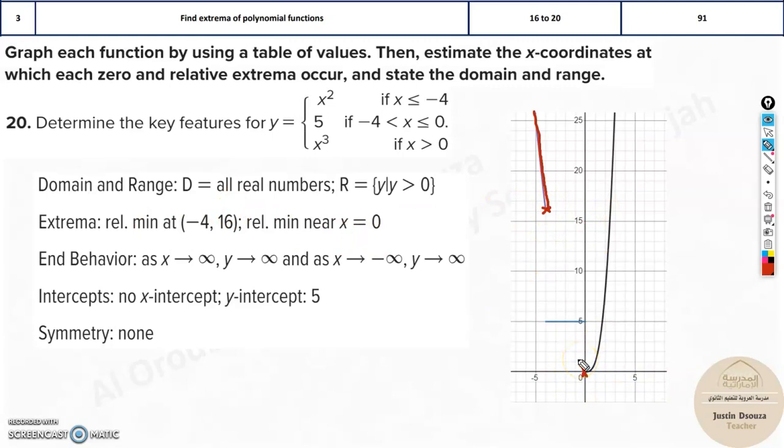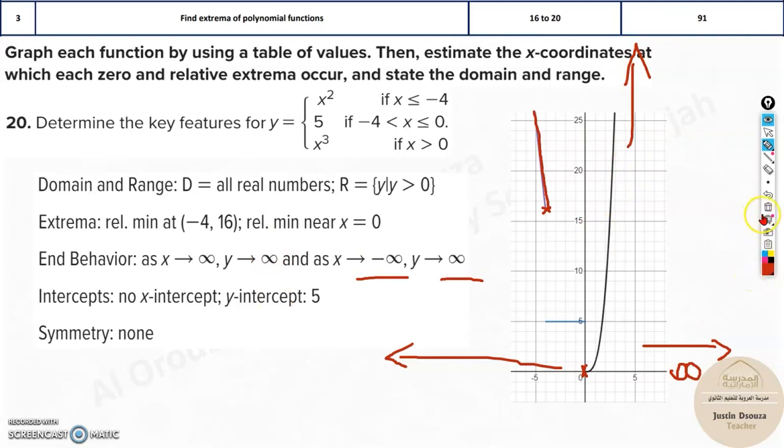Okay, and then we have end behaviors. That is, as it goes towards negative infinity, what happens? The y value is going to positive infinity. And even if your x values are going to positive infinity, that is to the right side of the x-axis, the y is going to positive infinity itself.